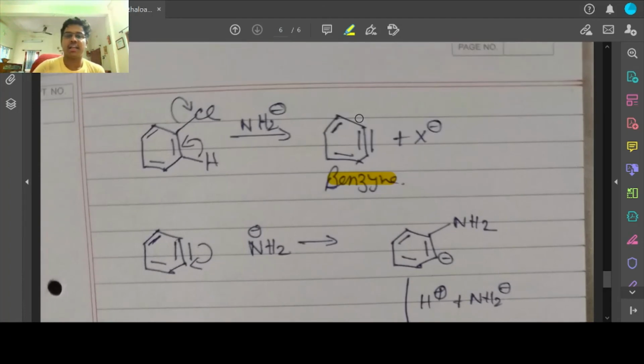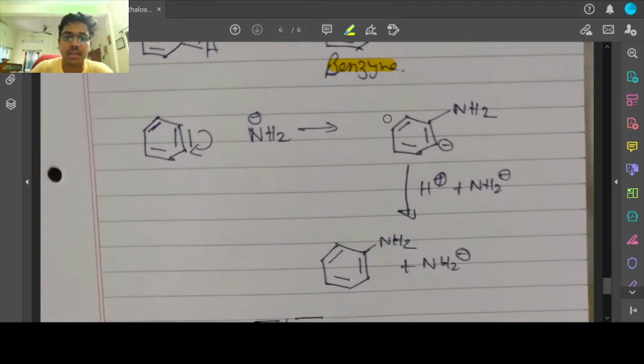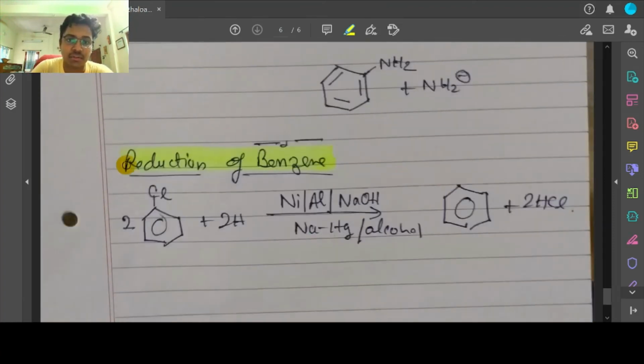In both cases you have to remember that in chlorobenzene to phenol and chlorobenzene to aniline, in the mechanism the benzyne intermediate is formed. This is a very important term, note the fact, okay. So benzyne intermediate is formed, okay.